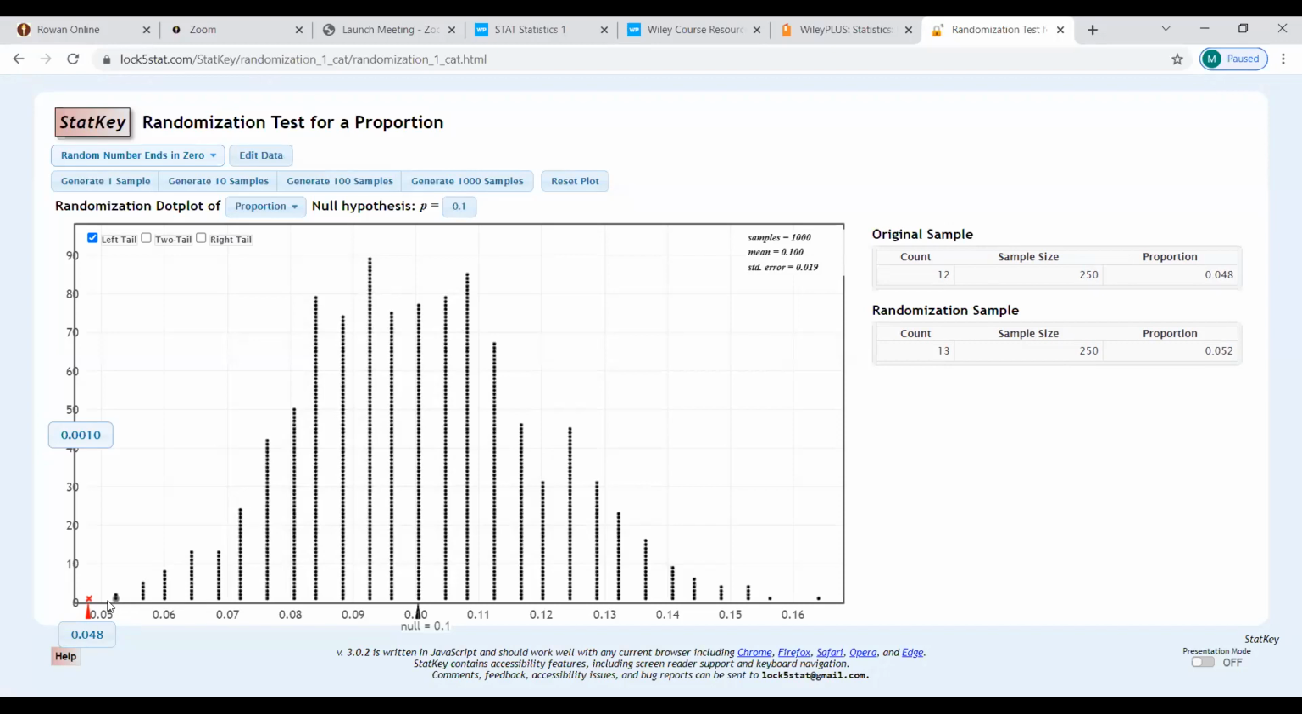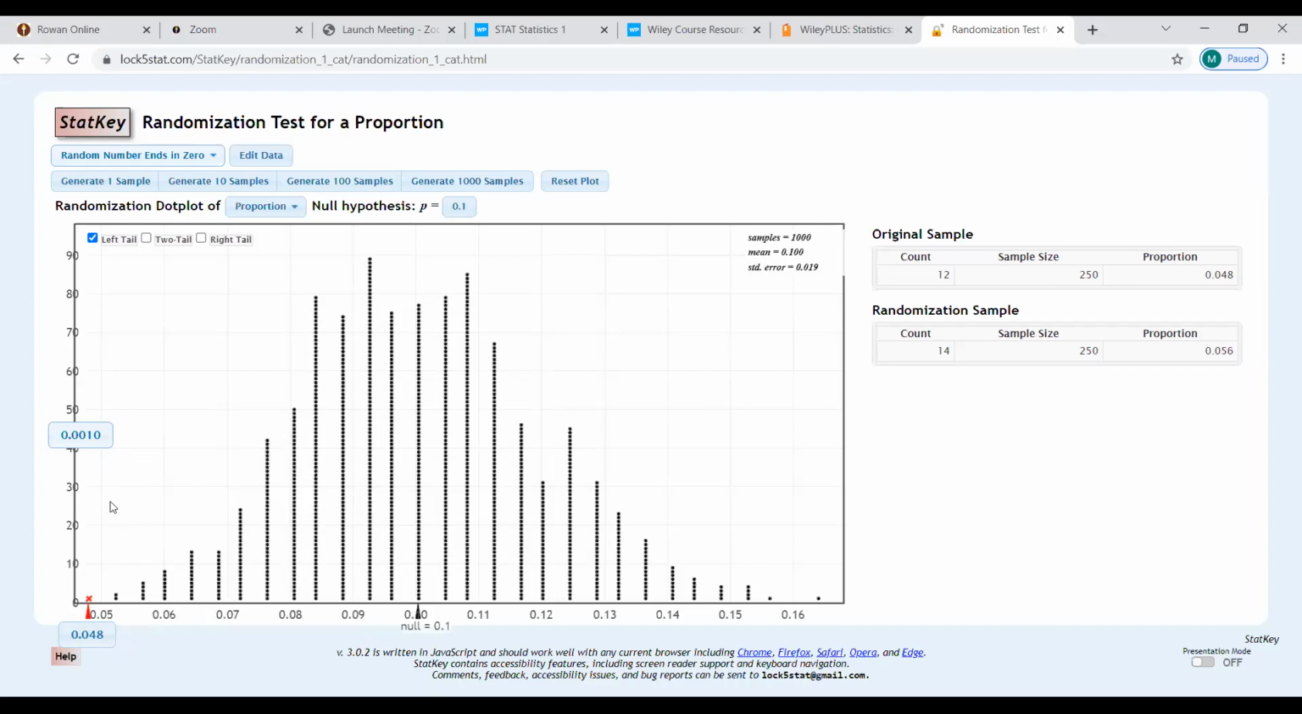And notice here, we only have, looks like just one sample here out of 1,000. Only in this particular case, only one sample out of 1,000 is 0.048 or smaller. And therefore, the p-value is 0.001. That's really, really small. So this particular sample is so extreme that if we assume that the null hypothesis is true, that is p is equal to 0.1, the probability of getting 0.048 as our proportion is 0.001. It's 1/10 of 1%. It's really, really small.